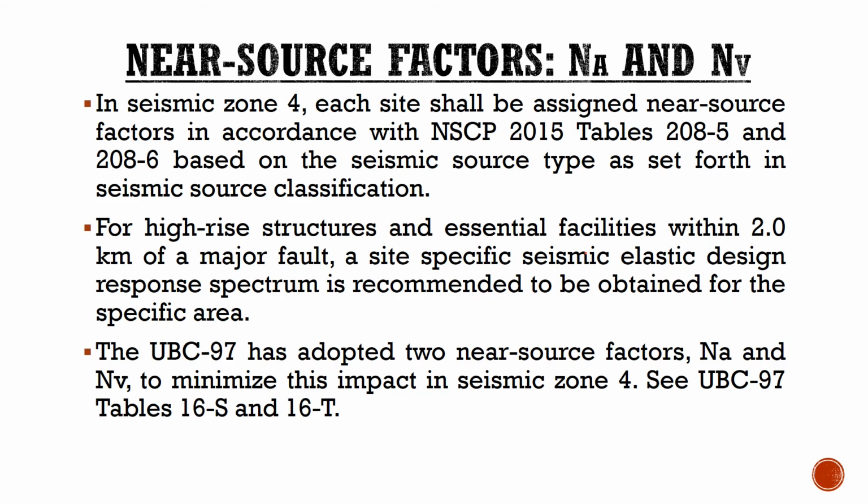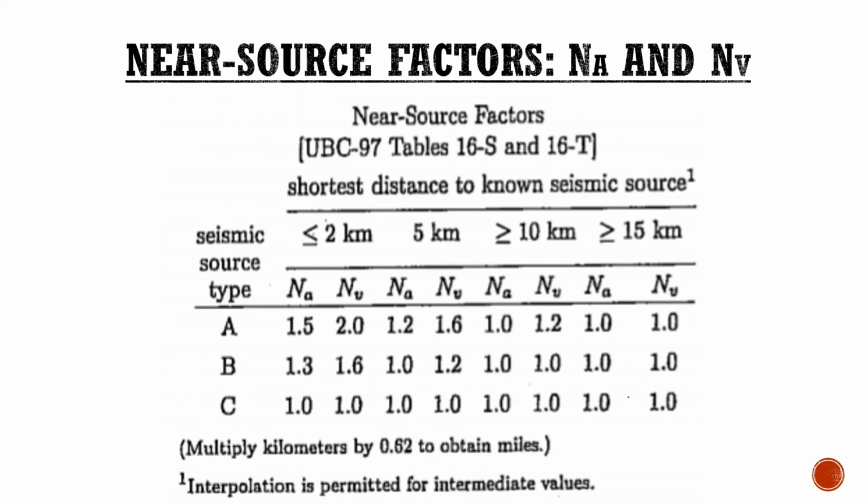For high-rise structures and essential facilities within 2 kilometers of a major fault, a site-specific seismic elastic design response spectrum is recommended to be obtained for the specific area. Since the site is near, you need the response spectrum, which will be discussed later. The UBC 97 adopted two near source factors, NA and NV, to minimize this impact in seismic zone 4, which is severe shaking on the structure. So that is based on UBC.